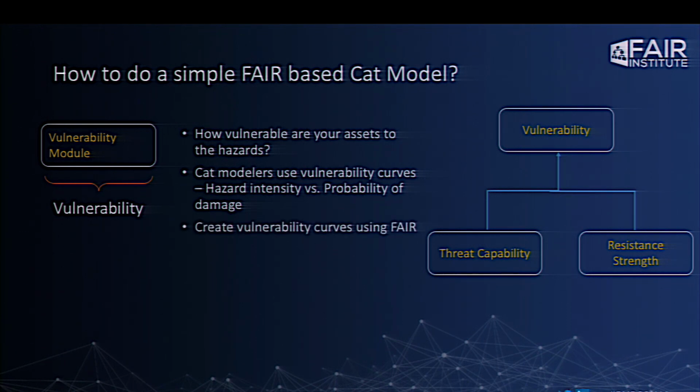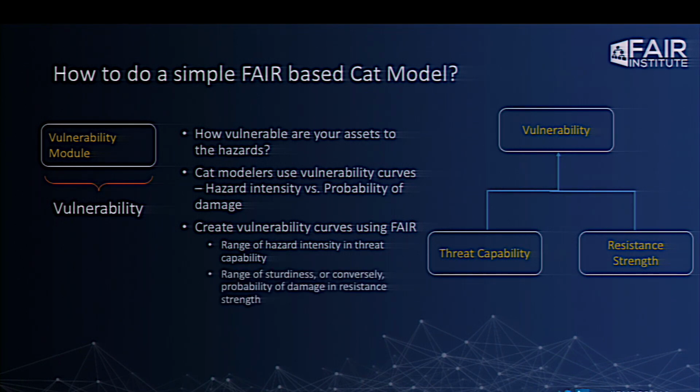FAIR's threat capability continuum is remarkably similar. Instead of sea surface temperatures and maximum wind speeds, we have the threat capability spectrum to model. And in place of reinforced concrete and modern roofing shingles, consider your company's resistance strength to threats and what sort of security controls you have in place to mitigate the damage should these catastrophic events occur.